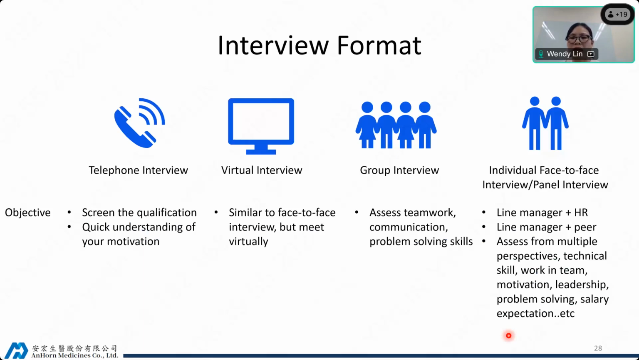We will look at the person's technical skill, we will ask some questions to understand your teamwork capabilities and your motivation to apply for this job, and your potential leadership capabilities, and also your problem solving skills and so on. So when you go into different interview formats, I hope that by this categorization, you will understand which stage you are at and what the purpose is after this interview session.